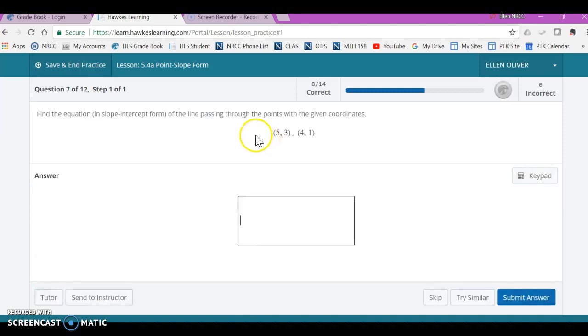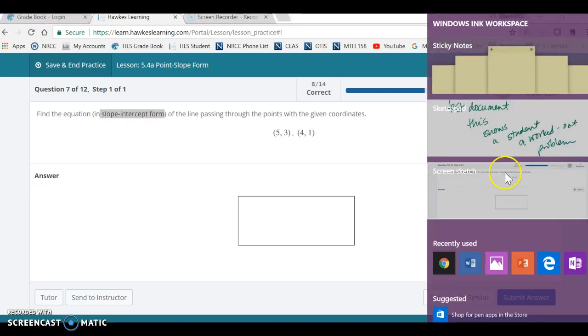All right, so now this one's a little different because we need to use those 2 points to find the slope. And then there's 2 different ways to find the y-intercept, right? Because we need it to be in slope-intercept form. I'll do it both ways.